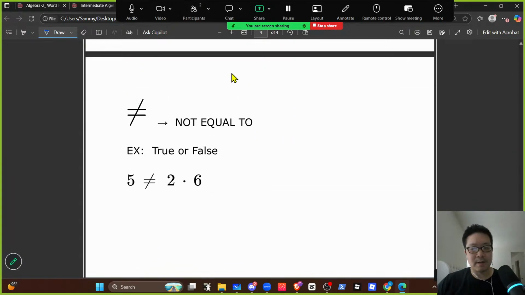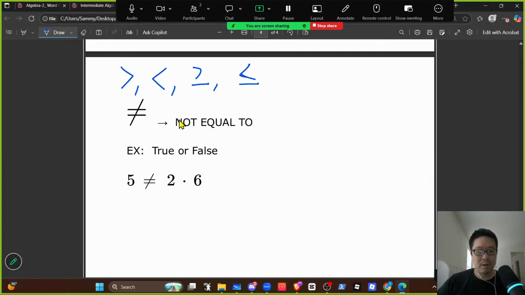The other sign. So far we've been through greater than, less than, greater than or equal to, and less than or equal to. The other sign is this one. It's an equal sign with a diagonal line going straight through it. And what does this mean? Not equal to, meaning they're not the same.